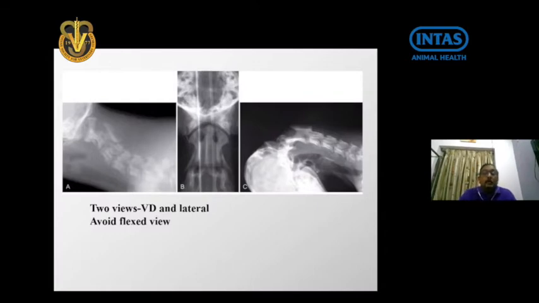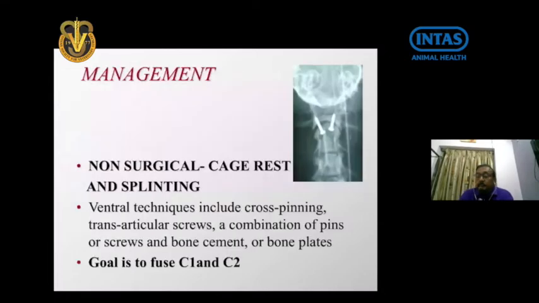Okay. So the best method of finding out is obviously CT. Otherwise, you have a big gap between the atlas and the axis. Okay. In many of the cases, you find that the dens is absent, as in B. Now, fixing is, you put a non-surgical cage rest and you splint. Otherwise, you just get in a couple of screws and fuse C1 and C2.